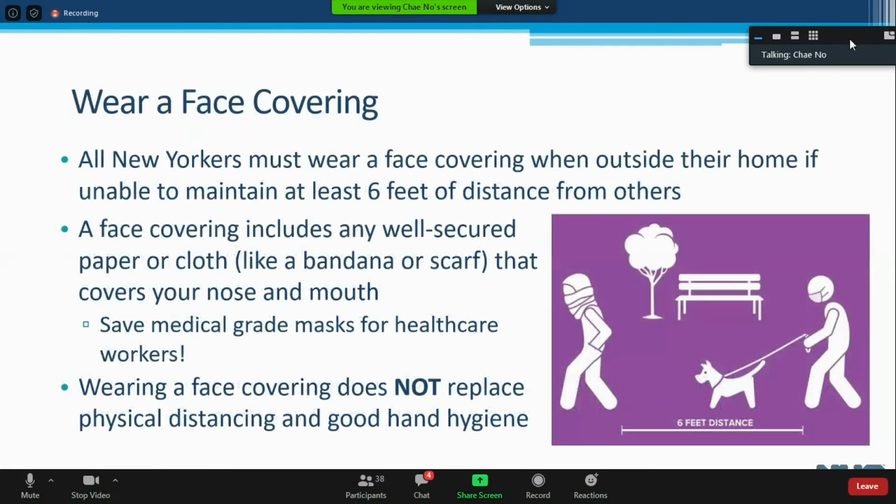For face coverings, per the governor's orders, all New Yorkers must wear a face covering when outside their homes or unable to maintain at least 6 feet of distance from others. It does not replace physical distancing and good hand hygiene. It's just a safeguard to protect you and others from spreading the virus if you have it, or from catching the virus. And a face covering includes any well-secured paper or cloth that covers your nose and mouth.